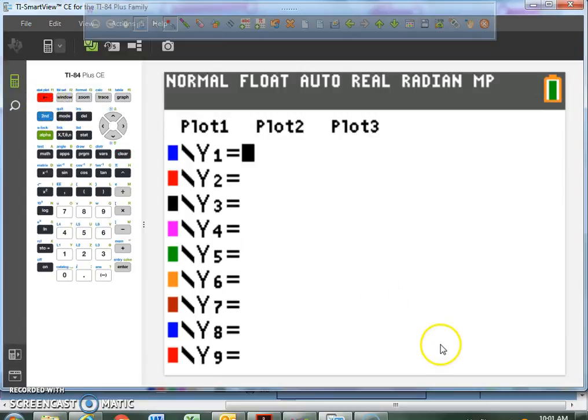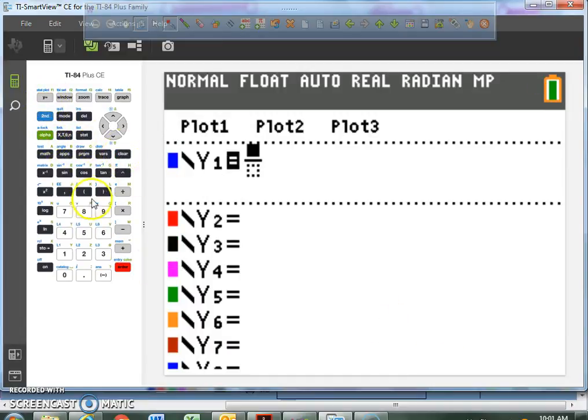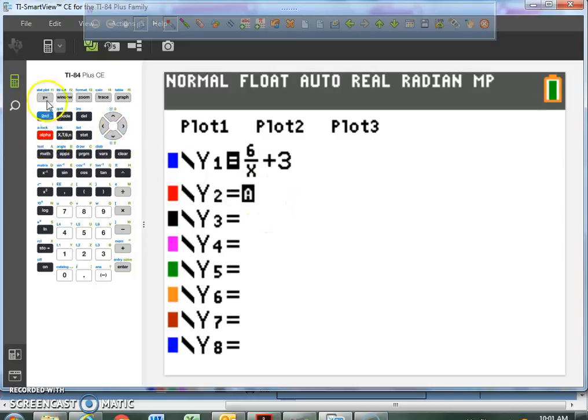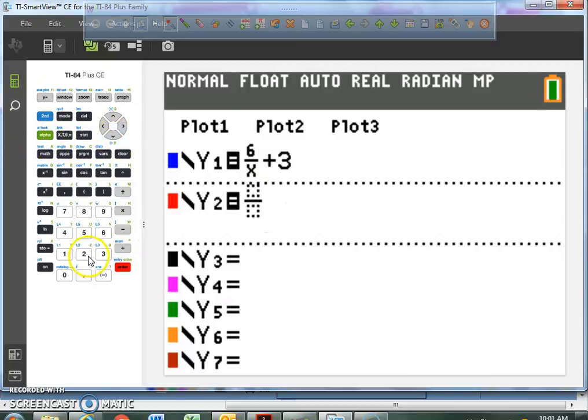So Liz, go to y equals. Hit alpha, y equals, enter. Type in 6, but instead of a t, I want you to put in x. And we'll say plus 3. Then go alpha, y equals, enter, and do 2 over x.